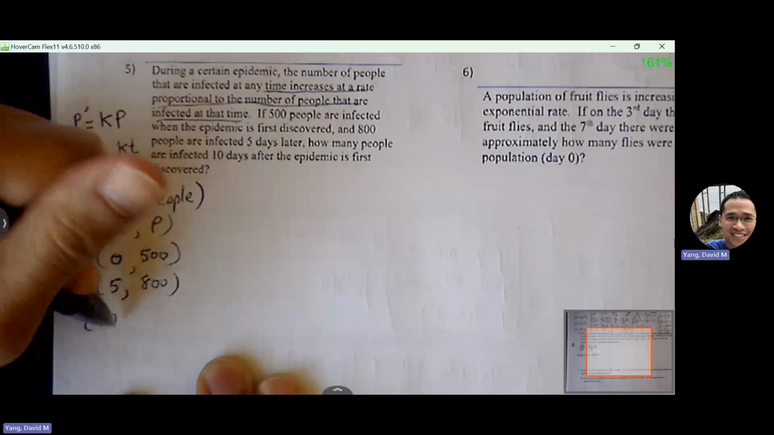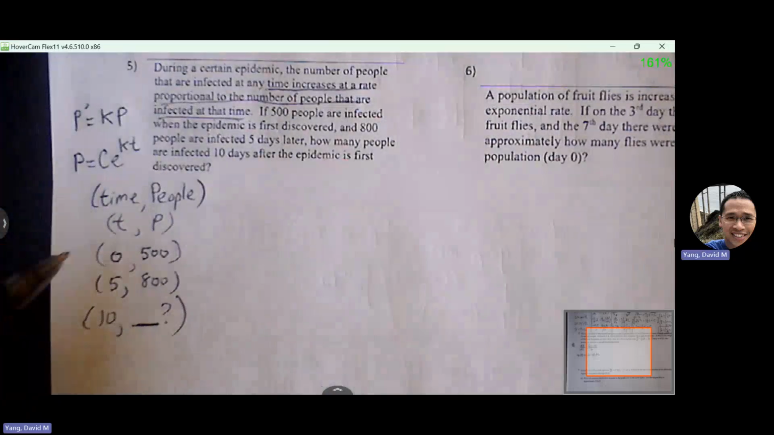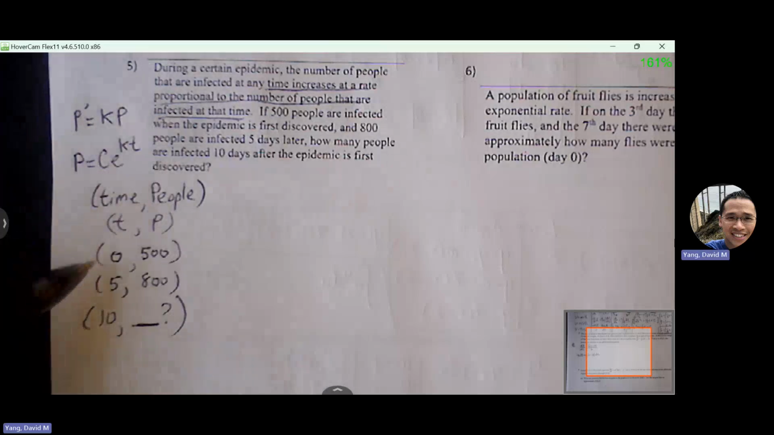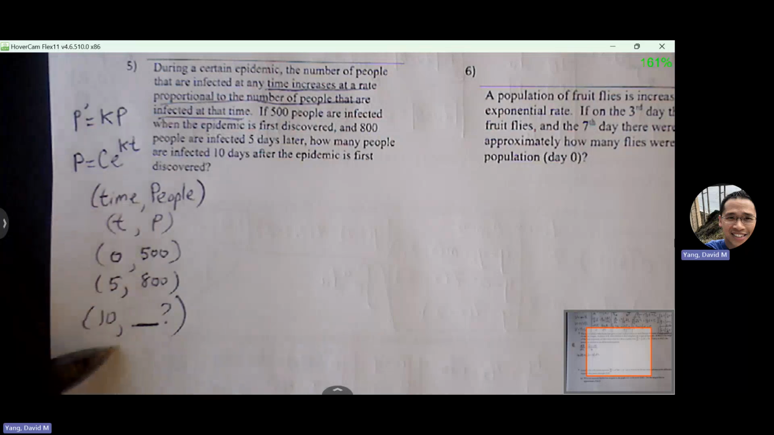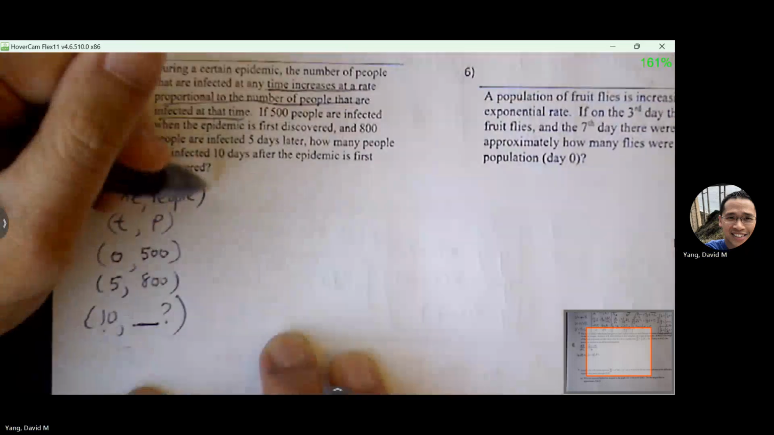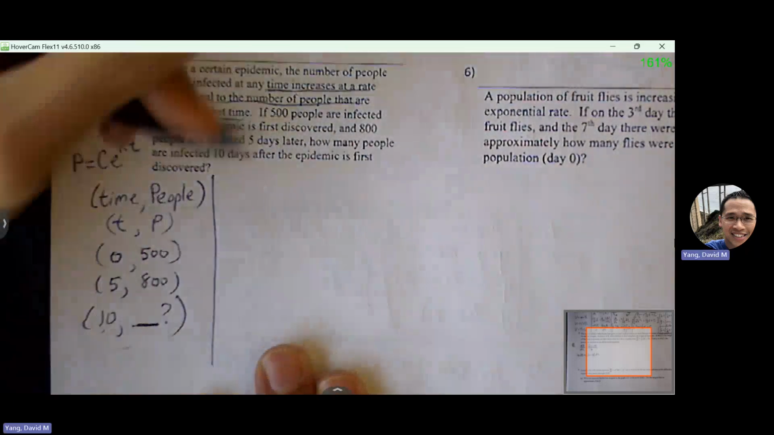And then 10 days later, we're trying to figure out the number infected. This one is more straightforward. The first ordered pair will help you get to your C value. Second ordered pair will get you to your K. And then once you have your updated equation, you can use the general or specific solution to help you make that prediction for the number of people infected 10 days later. Okay, so I can start off with my initial ordered pair, plug in, see if I can solve for C.